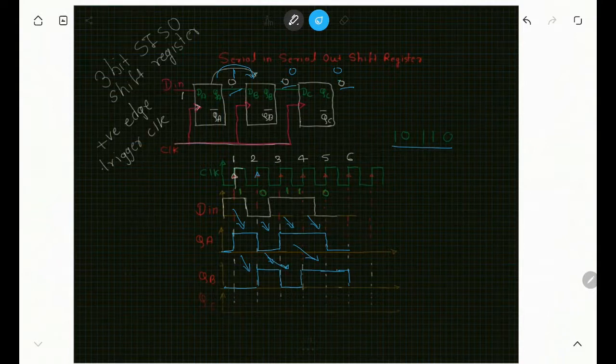In the third flip-flop, in the third clock pulse, what happens? This 1 here becomes 1, therefore this output becomes 1, it remains as it is.